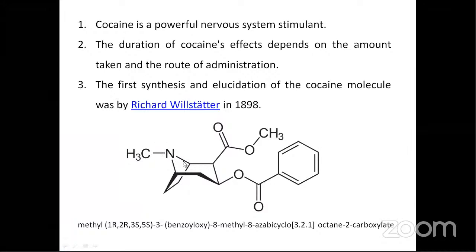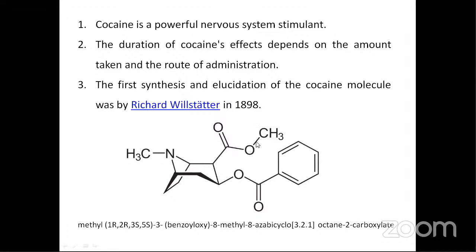This is 2 cycles attached here, this type and this type. 2 aza bicyclooctane 2 carboxylate benzoyl oxy. Benzoyl: if phenyl with CO is there, it is called benzoyl. If it is only CH2 here, it is benzyl. Phenyl nucleus with CH3 or CH2 is benzyl. If C double bond O is there, it is benzoyl. So benzoyl oxy, and this part is methyl again.